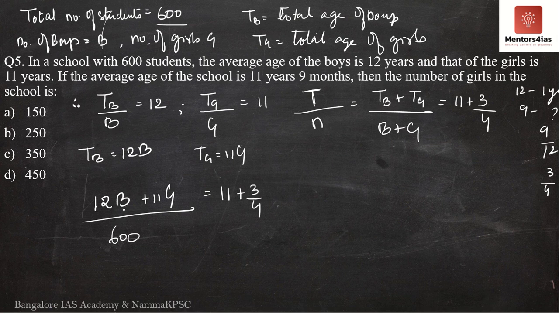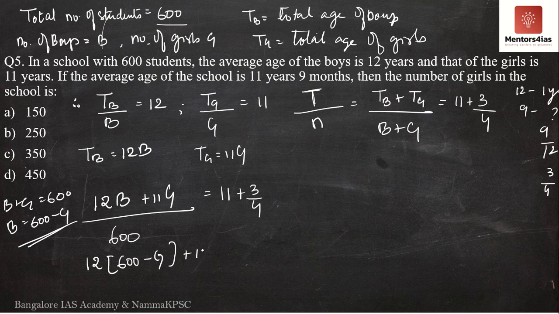Now we want what? We want the total number of girls. I don't want to find out the total number of boys. I know that B plus G is what? 600. Therefore, what will I do? I will substitute B as 600 minus G over here. So what do we get? We get 12 into 600 minus G plus 11G divided by 600 is equal to, 4 11s are 44, 44 plus 3 is 47, 47 by 4. We get 47 by 4 over here.